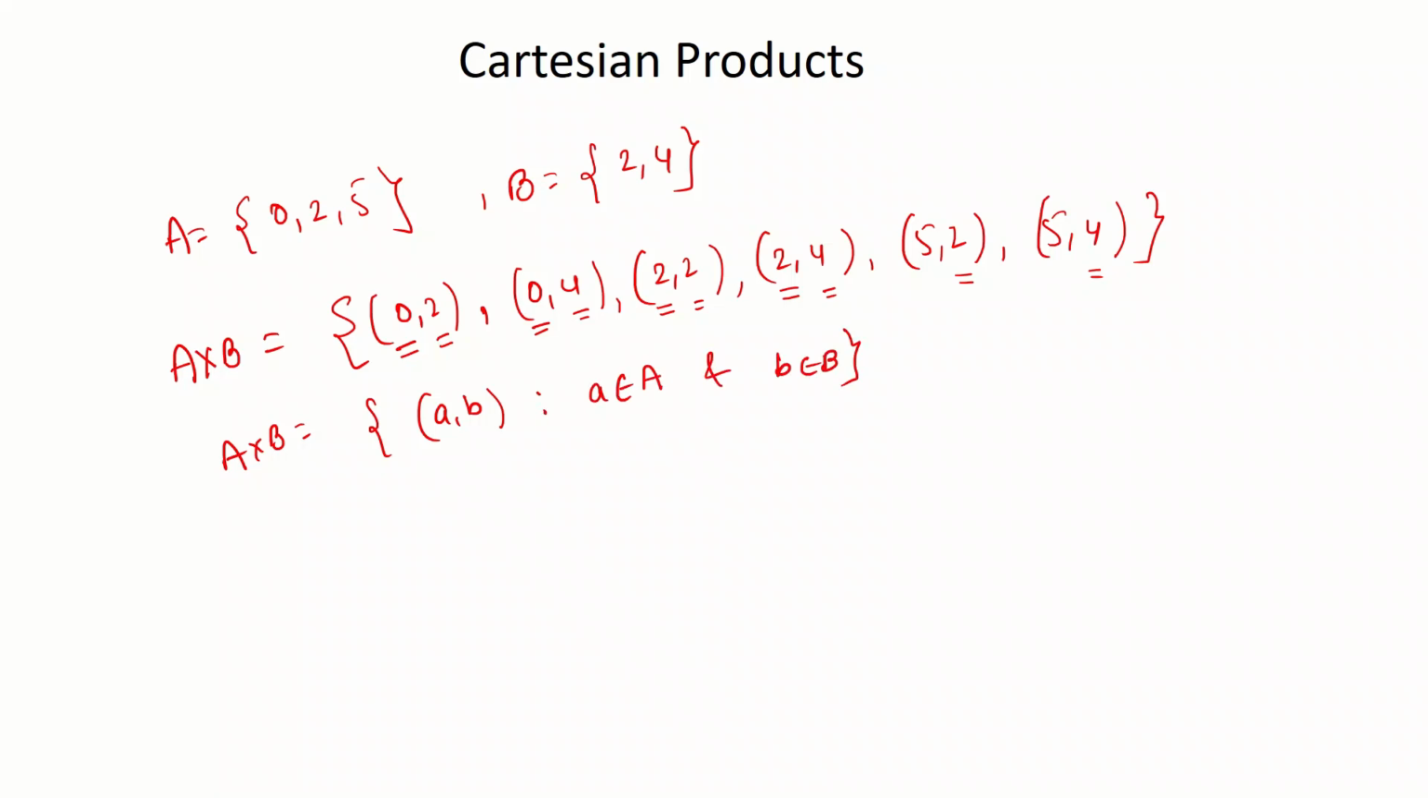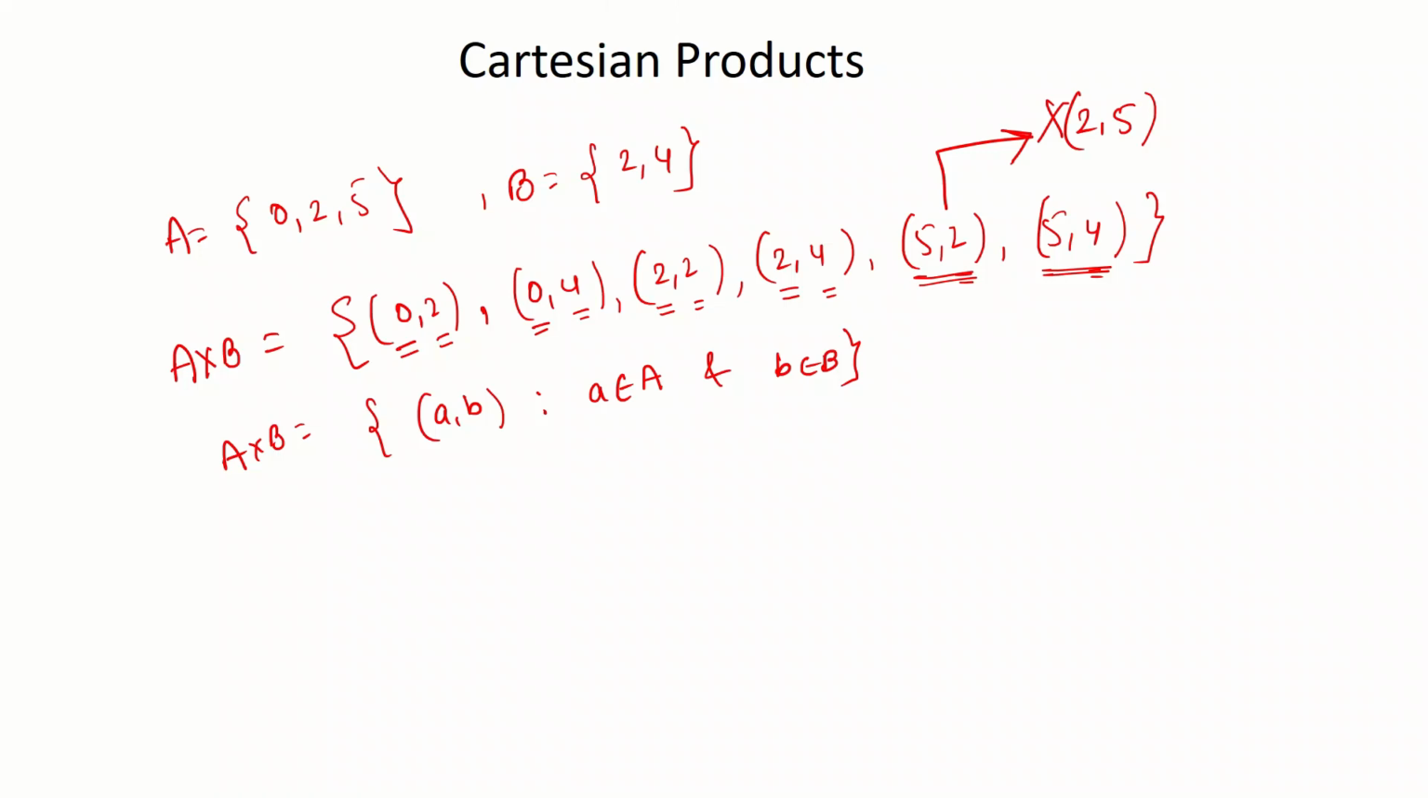Remember that the order of these ordered pairs is important. When I say that the order is important, that means that any particular ordered pair, say for example (5, 2), cannot be written as (2, 5). This cannot be done. So this order, (5, 2) or (5, 4), is important. That is why each of these pairs is called an ordered pair.